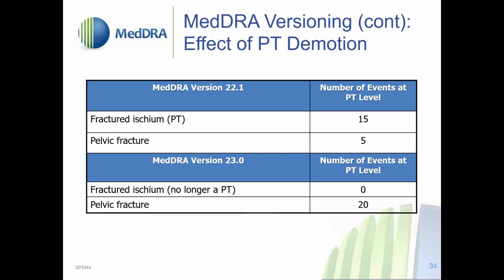Here's an example for the impact of MedDRA versioning on data output. In version 22.1, your retrieval revealed 15 events of a fractured ischium and 5 events of pelvic fracture. Here you can see it. In MedDRA version 23.0 now, only 20 cases of pelvic fracture are retrieved because PT fractured ischium was demoted under PT pelvic fracture. There is no change in the type or number of events, but the data are presented in a different way based on MedDRA version changes.